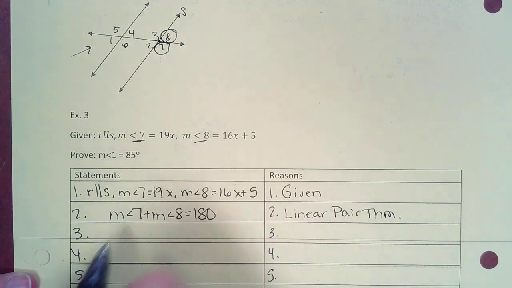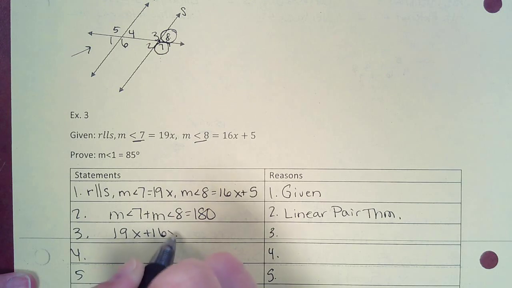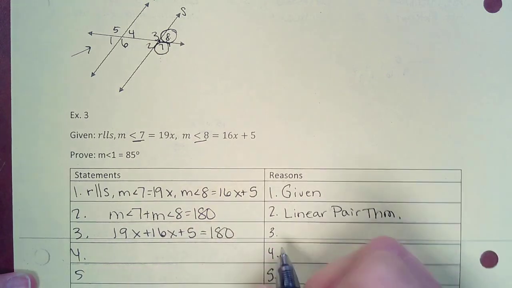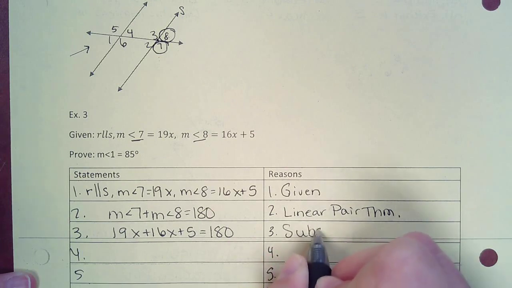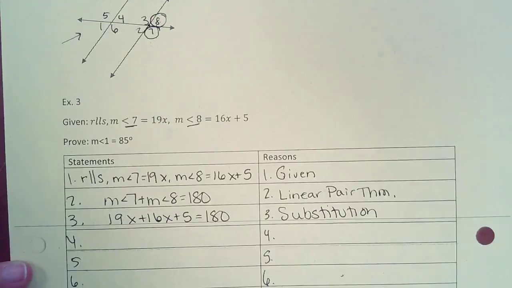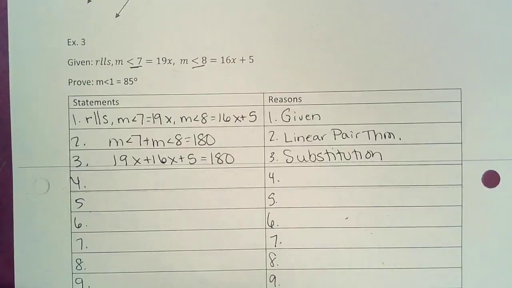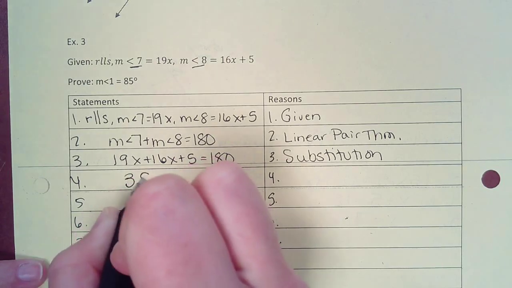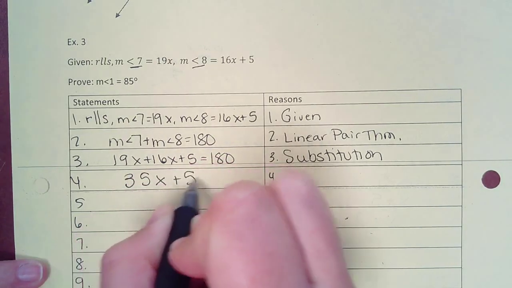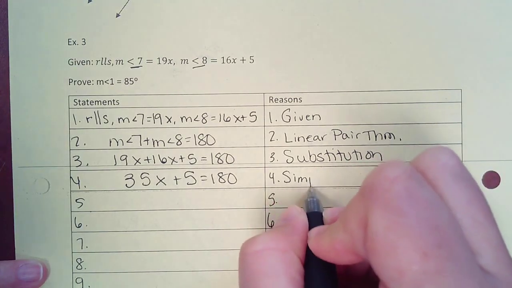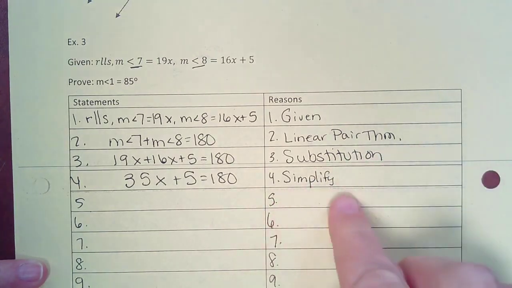Now let's plug in the numbers. So 19x plus 16x plus 5 equals 180. Substitution. Combine like terms. 19x plus 16x, that should be 35x. Drop everything else down. So simplify, or combine like terms.